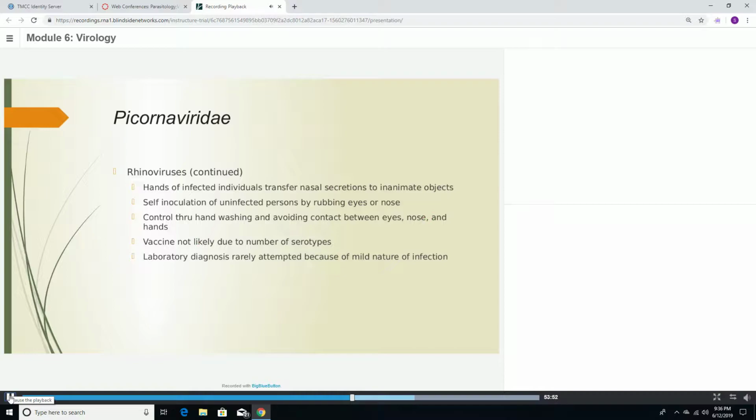So a little continuation here. Hands of infected individuals transfer nasal secretions to inanimate objects. Self-inoculation of uninfected persons can happen by rubbing eyes or nose. Control is through hand washing and avoiding contact between eyes, nose, and hands. A vaccine is not likely due to the large number of serotypes. There are so many different serotypes of rhinovirus that we can't accurately vaccinate somebody, because they could come in contact with thousands of different serotypes and get another infection. So it's just not possible. Laboratory diagnosis is rarely attempted because of the mild nature of the infection. It's usually self-limiting, so everybody tells you just to let it run its course.